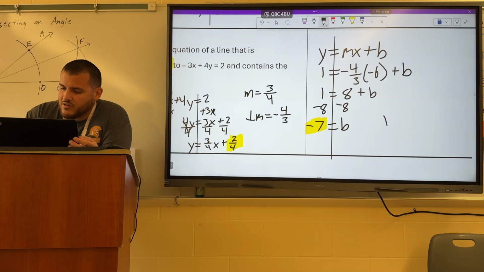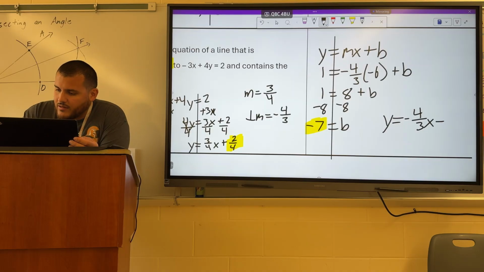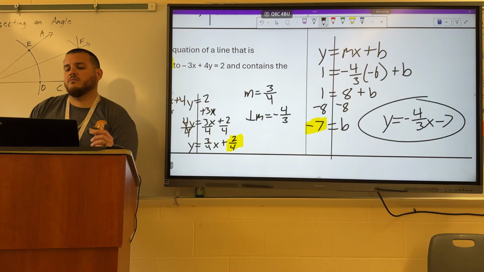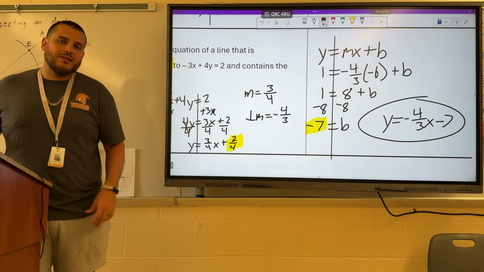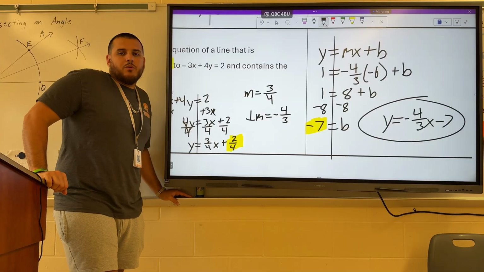So writing my equation of my line, y equals, with our perpendicular slope, -4/3 x. We just found out our y-intercept was -7. That's our perpendicular line. And guys, this wraps up our lesson on the equations of perpendicular lines.